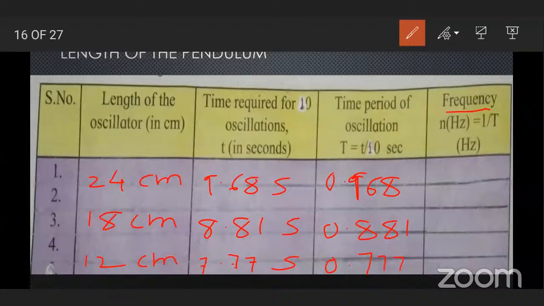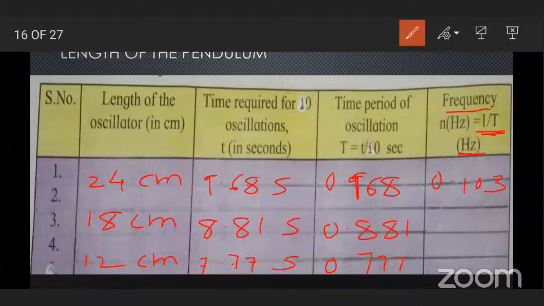See frequency. And what is the formula for frequency? 1 upon T. T means what? Time period of oscillation. Okay. So first one is 1 divided by 0.968. What is the answer? It is 1.033 and it is in hertz. What is the unit of frequency? Hertz.